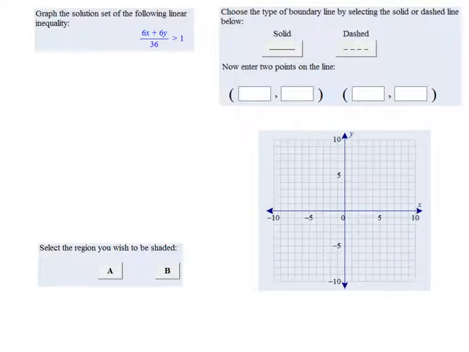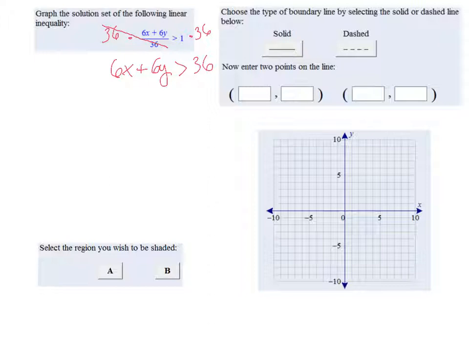Last example. Let's do this one that has fractions because those are always scary for some reason, but they actually kind of come out nice on this lesson. Because they're scary, the very first thing I'm going to do is get rid of that divide by 36. I'm going to undo divide by 36 by multiplying both sides times 36. So this divide by 36, multiply by 36 is going to undo each other, and all I have left is 6x plus 6y is greater than, and 1 times 36 is 36.